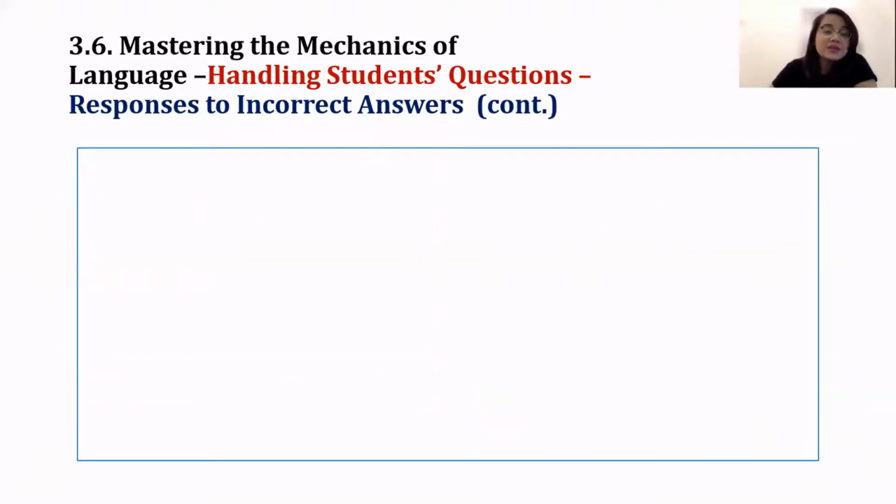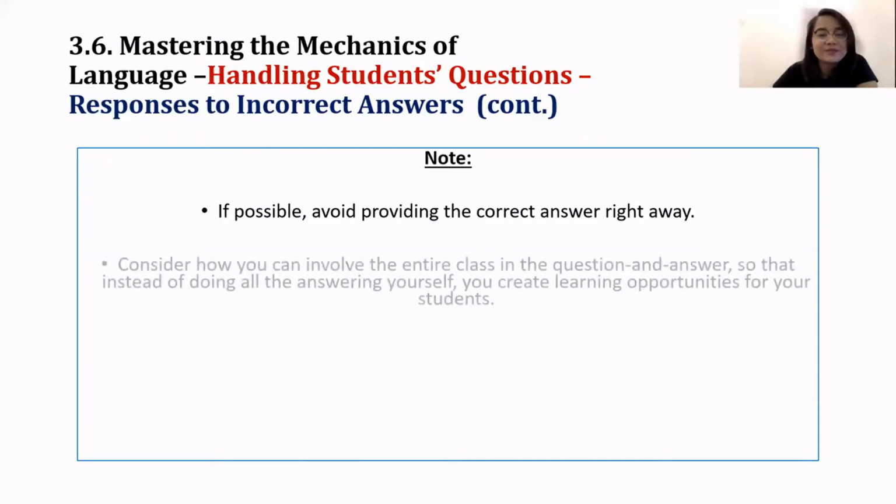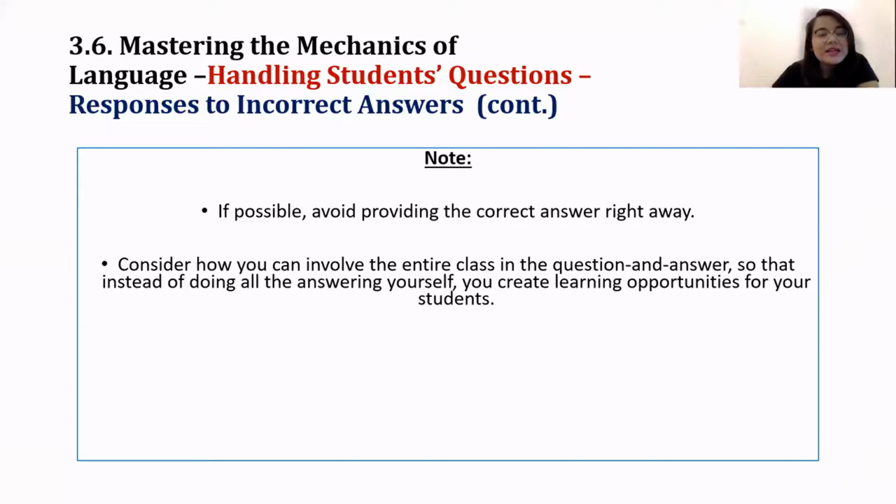I have some notes on how to handle students' questions and responses to incorrect answers. Let's take a look at it. If possible, avoid providing the correct answer right away. Although you know that the answer is not yet correct, wait, do not go straight to the correct answer. Consider how you can involve the entire class in the question and answer, so that instead of doing all the answering yourself, you create learning opportunities for your students.